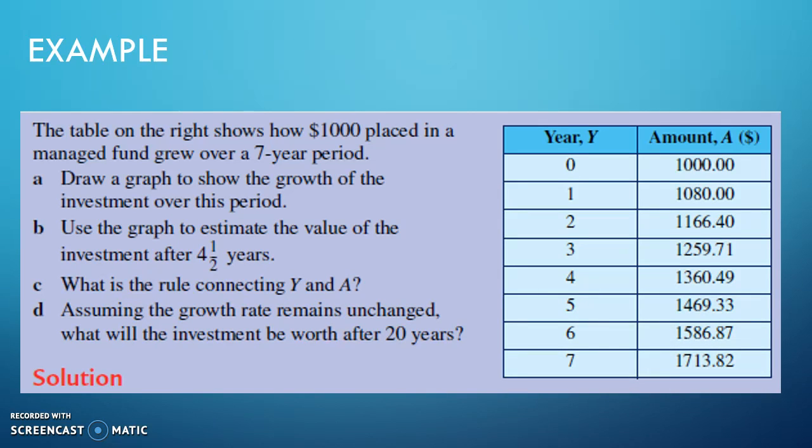We're going to look at a couple of examples now to become familiar with that model. The first one is here. We've got the number of years and then the amount. This is similar to a compound growth formula. We're going to draw the graph, not worry about estimating from the graph, look at a rule connecting the number of years and the amount, and then work out what that value will be after 20 years.